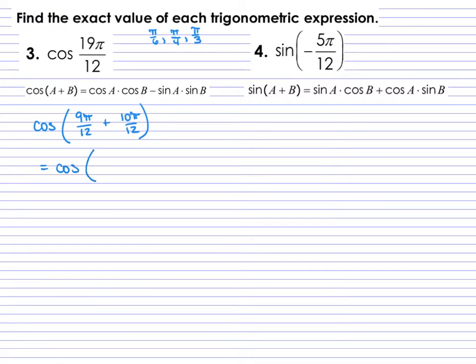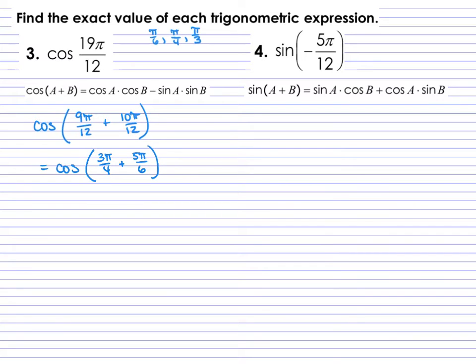Let's simplify these fractions. 9 pi over 12, those are both divisible by 3, so I really have 3 pi over 4, which is on the unit circle. That's my middle angle over in quadrant 2. And then I've got the 10 pi over 12. The 10 and the 12 are both divisible by 2, so I'm going to have 5 pi over 6, which is also in quadrant 2 with a reference angle of pi over 6.